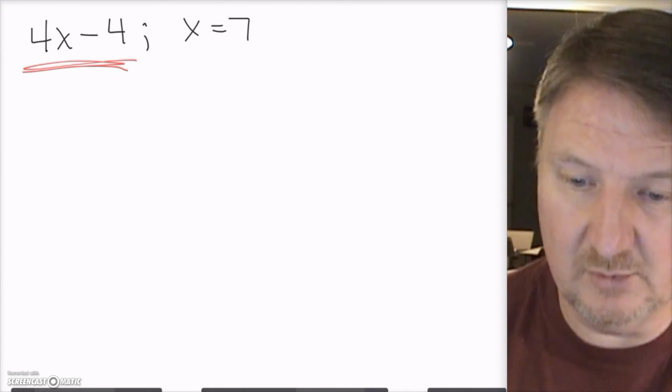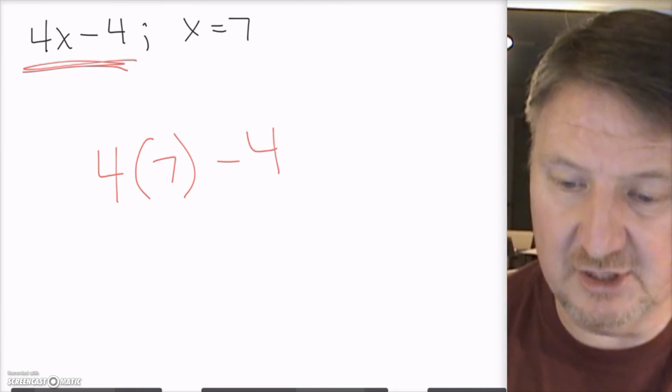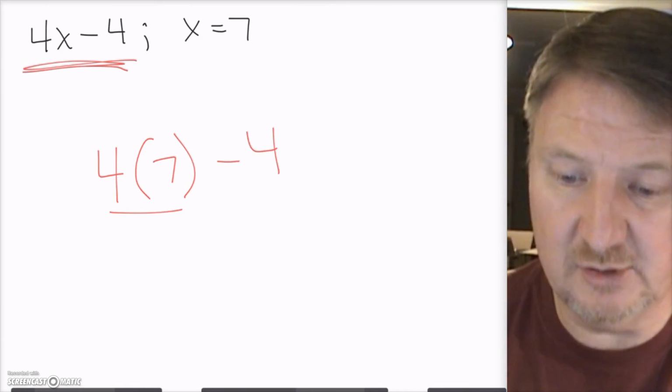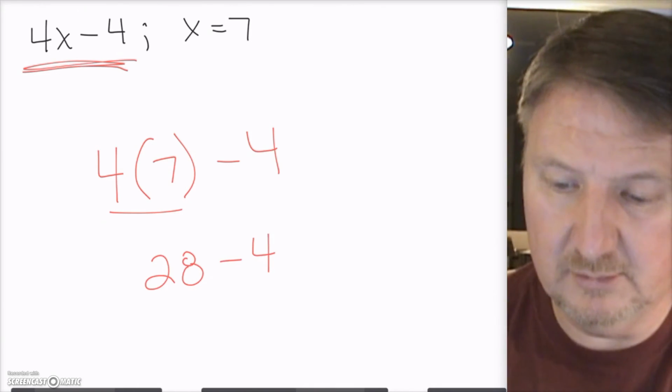And the next example, I got the same setup, except in this one I don't have parentheses. So I substitute 7 for x, and I'm going to go ahead and put that in parentheses, minus 4. And that just tells me I'm going to do my multiplication first. So I'm going to say 4 times 7 is 28, minus 4. 28 minus 4 is 24.